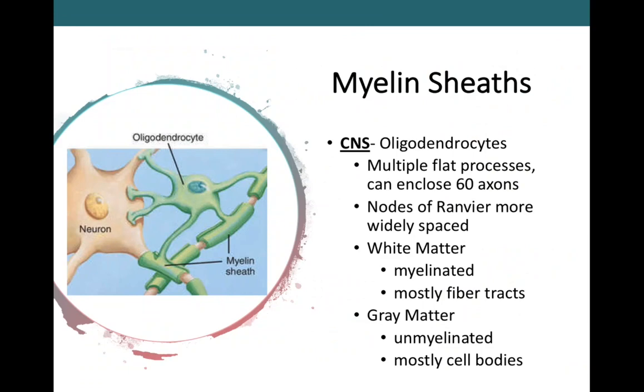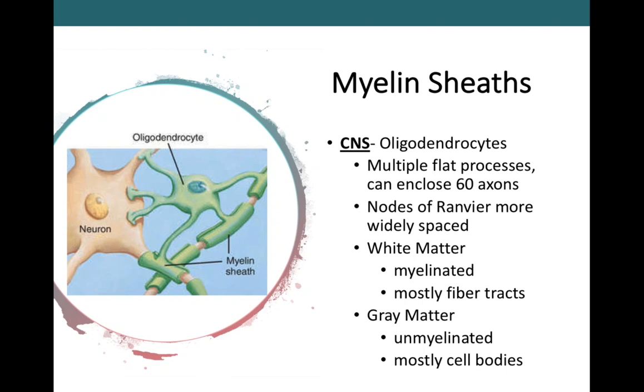Now things are just a little bit different in the central nervous system. Our major cells are going to be the oligodendrocytes. Now these are projecting along many different axons, and we'll see these form myelin sheaths around many different axons. Sometimes as many as 60 different axons will be coming from an oligodendrocyte. Now this is not really a major distinction, but the nodes of Ranvier tend to be a little bit more widely spaced in our central nervous system.